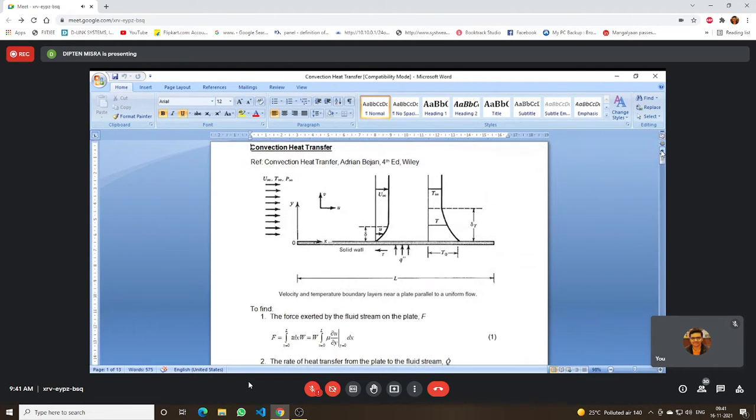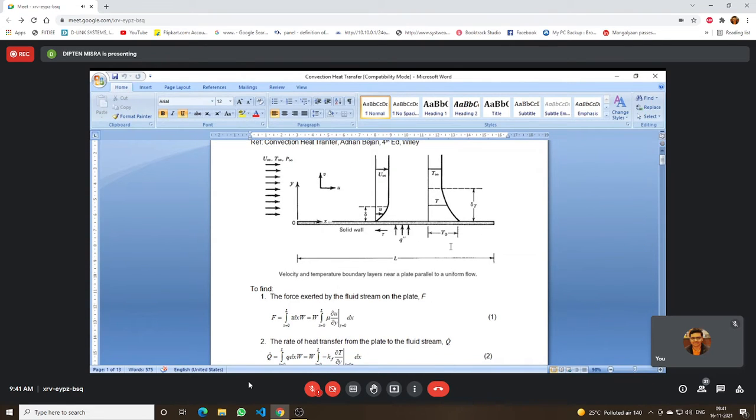Let me repeat. We can find out the heat transfer by taking minus K of the fluid into del T del Y in the fluid region, or minus K of the solid into del T del Y in the solid region. Either we can take our region of interest here, or we can take our region of interest in the solid domain. Here we have taken it in the fluid domain, and we are trying to find out the temperature gradient in the fluid domain.